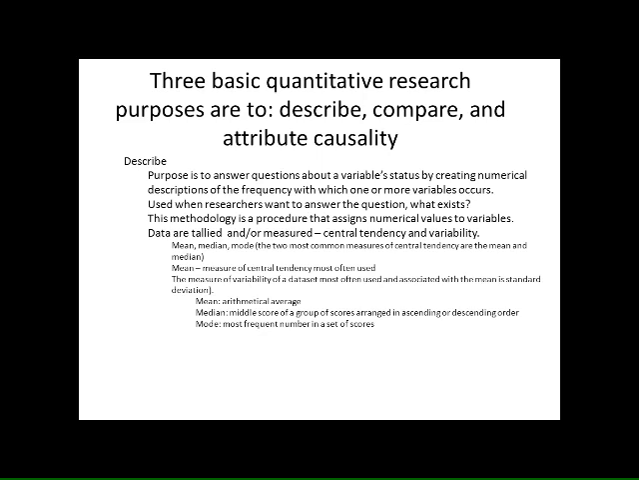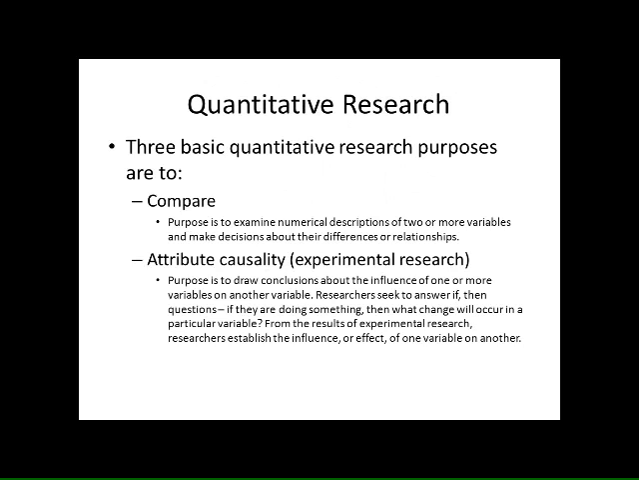But for now, read the screen and understand that the basic measures of central tendency are things we're familiar with. We've seen this before, I'm sure, throughout our education: mean, median, and mode. If you read through the description on the screen, you can see that we're talking about the average, the middle score, or the most frequent number in a set of scores. Again, we're going to go into more detail throughout this module, but I wanted to get a broad stroke understanding of descriptive research. The others, again, are to compare and to attribute causality.